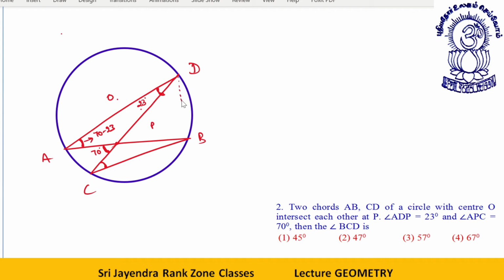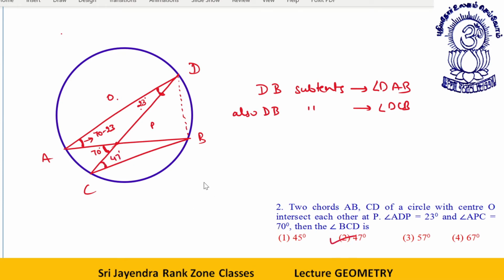Now, if this angle is 47, you have to determine angle BCD. This is the chord DB. DB subtends angle DAB, and also DB subtends angle DCB. If DB subtends angle DCB, then they will be equal, so this will also be equal to 47 degrees. My dear students, clear to all of you? You can have a look over it if you want to. Let's take the next one.